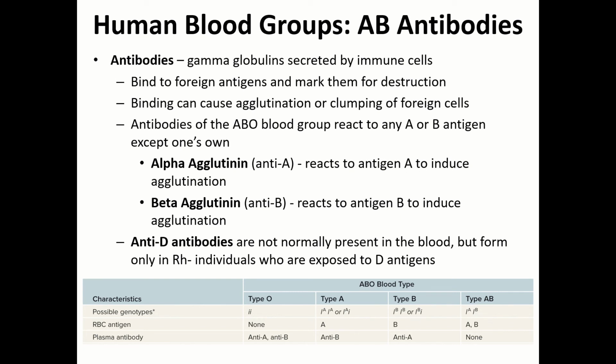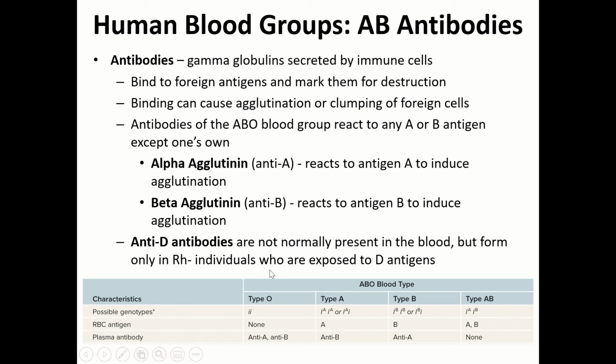At that point in time, those individuals will start to make these anti-D antibodies. Otherwise, the alpha agglutinin and the beta agglutinin are the only antibodies you would see prior to a reaction. And so we continue to look at the same table we started earlier.